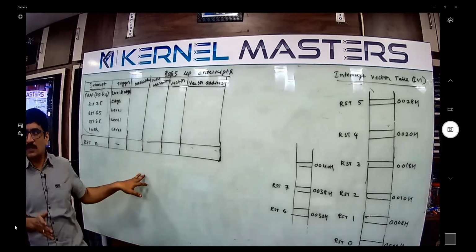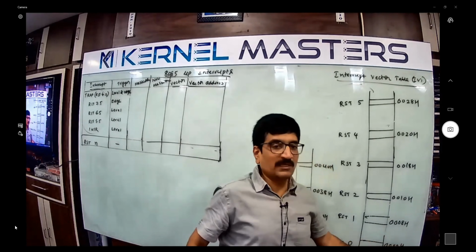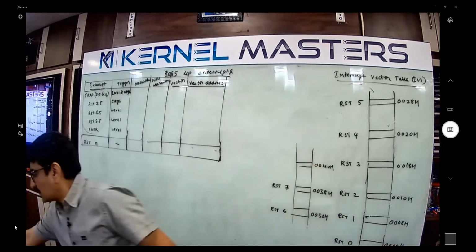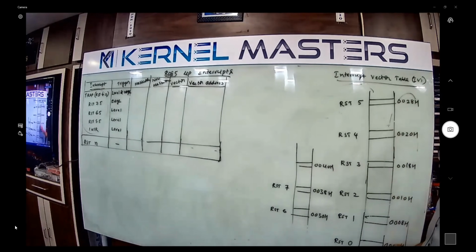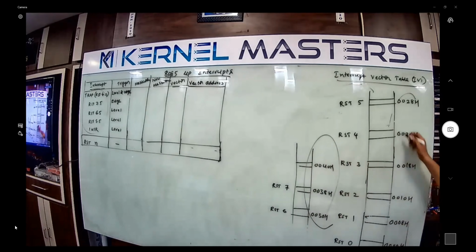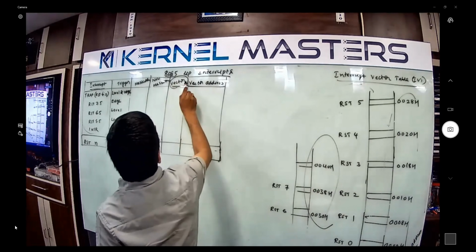When the RST0 software interrupt occurs, it goes directly to this address only. All of these are memory addresses, and all these addresses are called vector addresses. Vector is a word that indicates the fixed memory location.